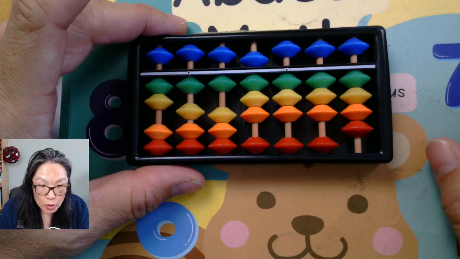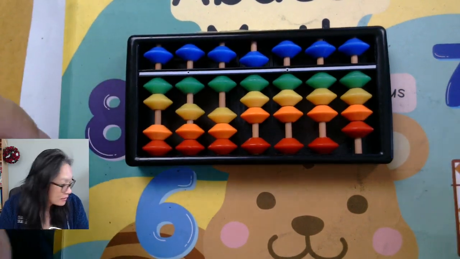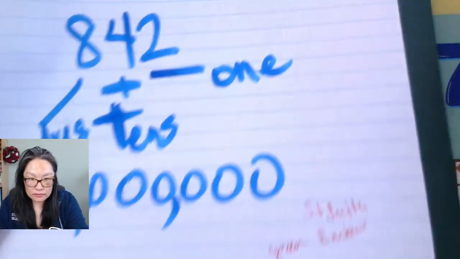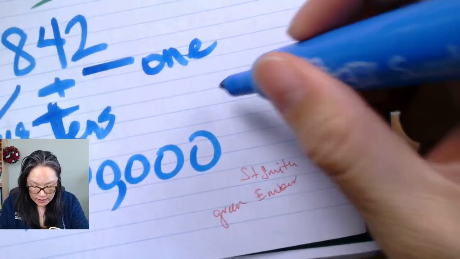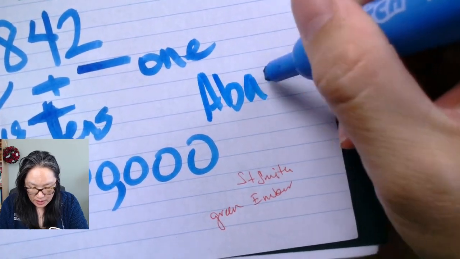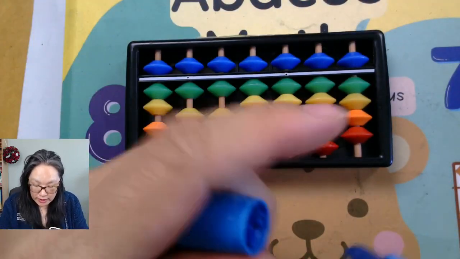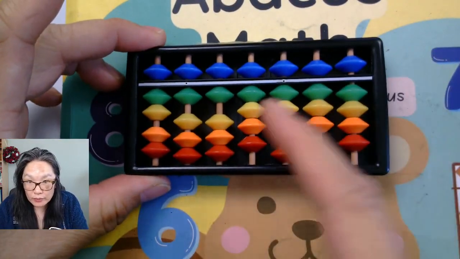So I don't know what soy bow is. It's an abacus. So it's A, B, A, C, that one. It's an abacus.